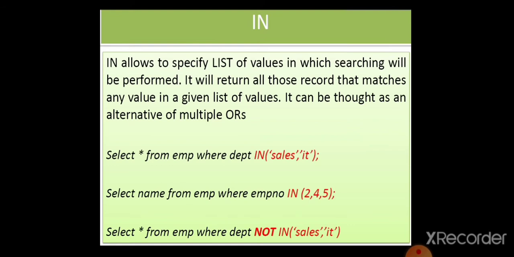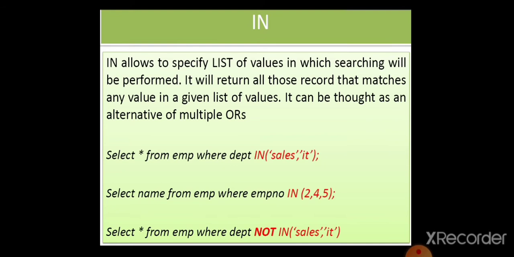Look at the next one. Select name from employee where employee number in 2, 4, 5. So the employees which have employee numbers 2, 4, 5, only 2, 4, 5 will be selected.